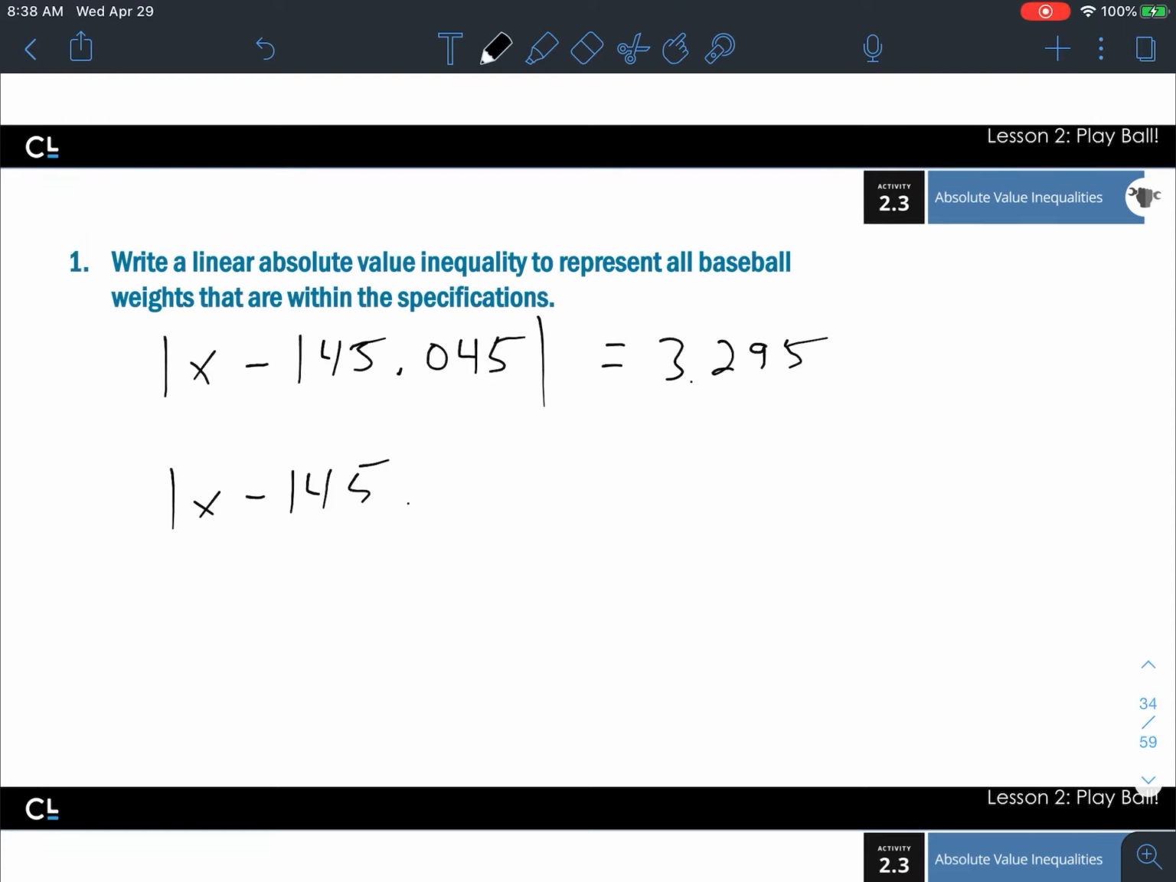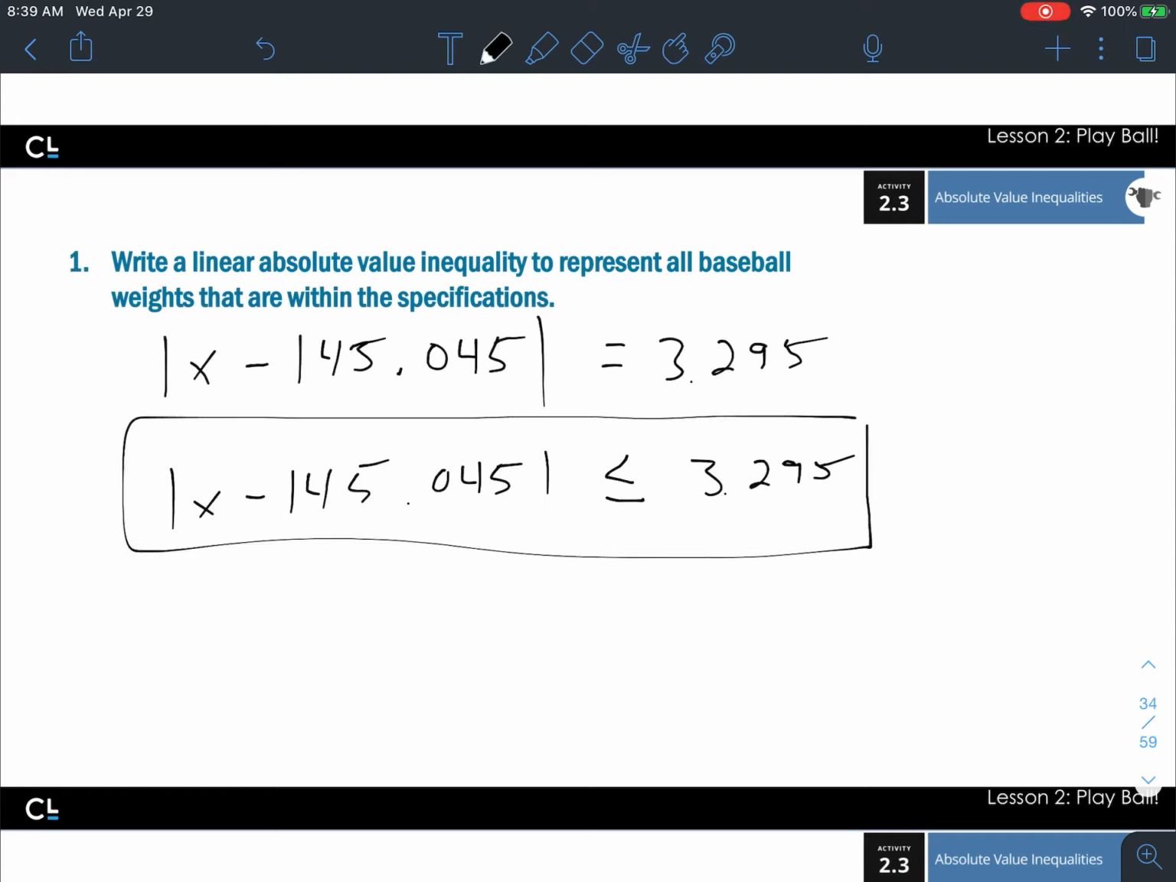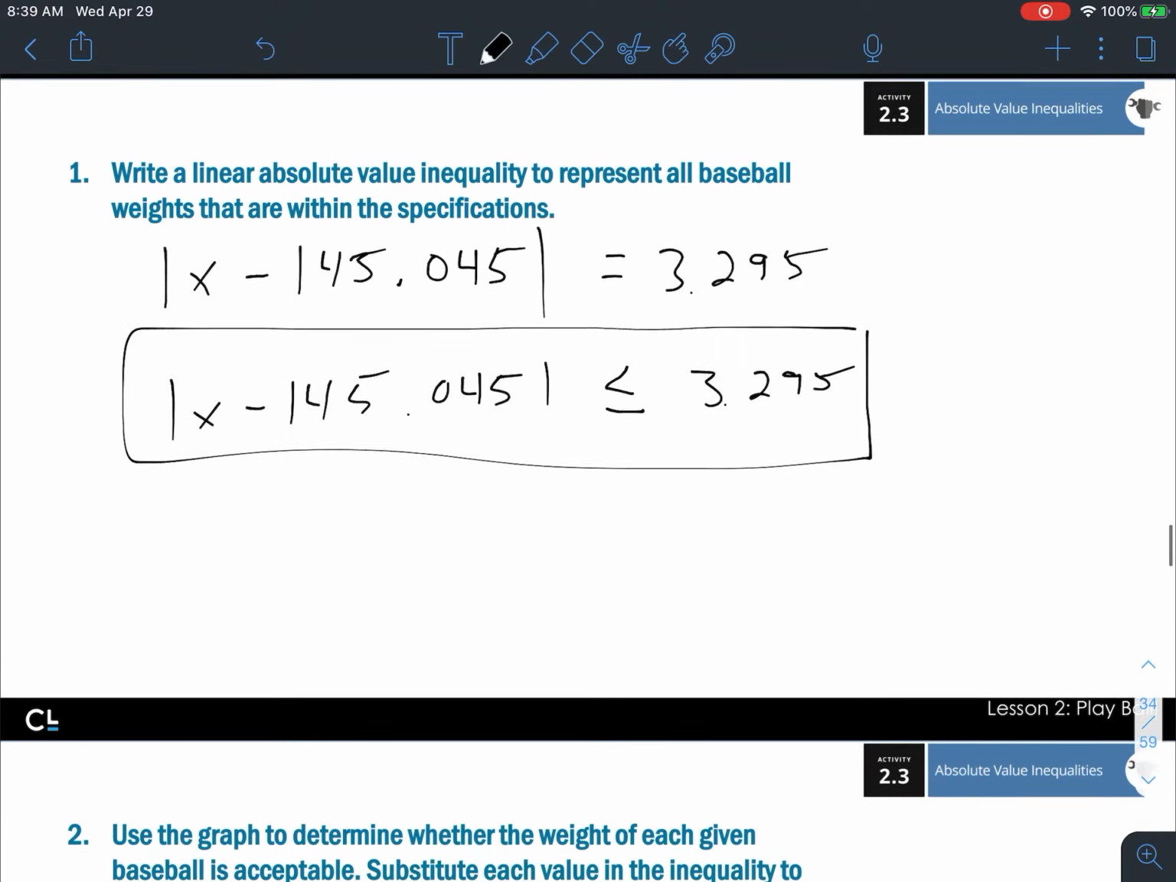We rewrite the top exactly how it was again, but this time we know that we cannot be greater than, we cannot be larger than the 3.295. It's got to be smaller or equal to. So that means we just draw our sign just like that. Because that sign's saying that whatever number x minus 145.045 is has to be smaller or equal to 3.295.